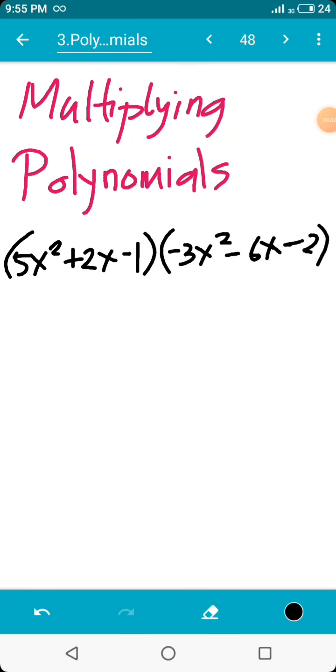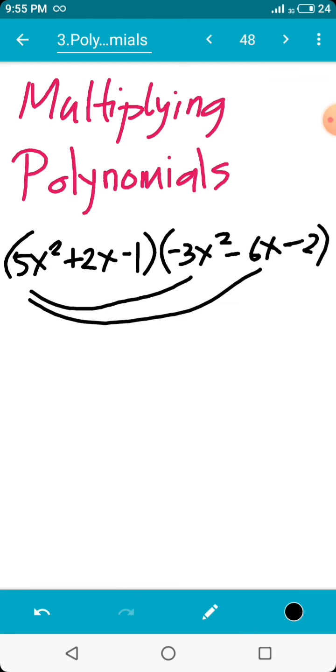Okay, so let's multiply these trinomials na meron tayo dito ngayon. Okay? So, gamitin muna natin yung distributive. So, first, we distribute yung 5x squared. Okay, distribute natin yung 5x squared sa bawat isa.